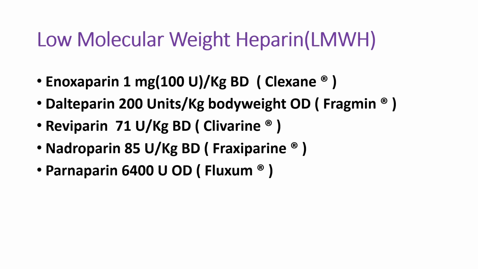So we routinely use enoxaparin 1 mg or 100 units per kg BD. That is the dose. Other drugs are dalteparin, raviparin, nadroparin, parnaparin. These are the different types of low molecular weight heparins available in the market.